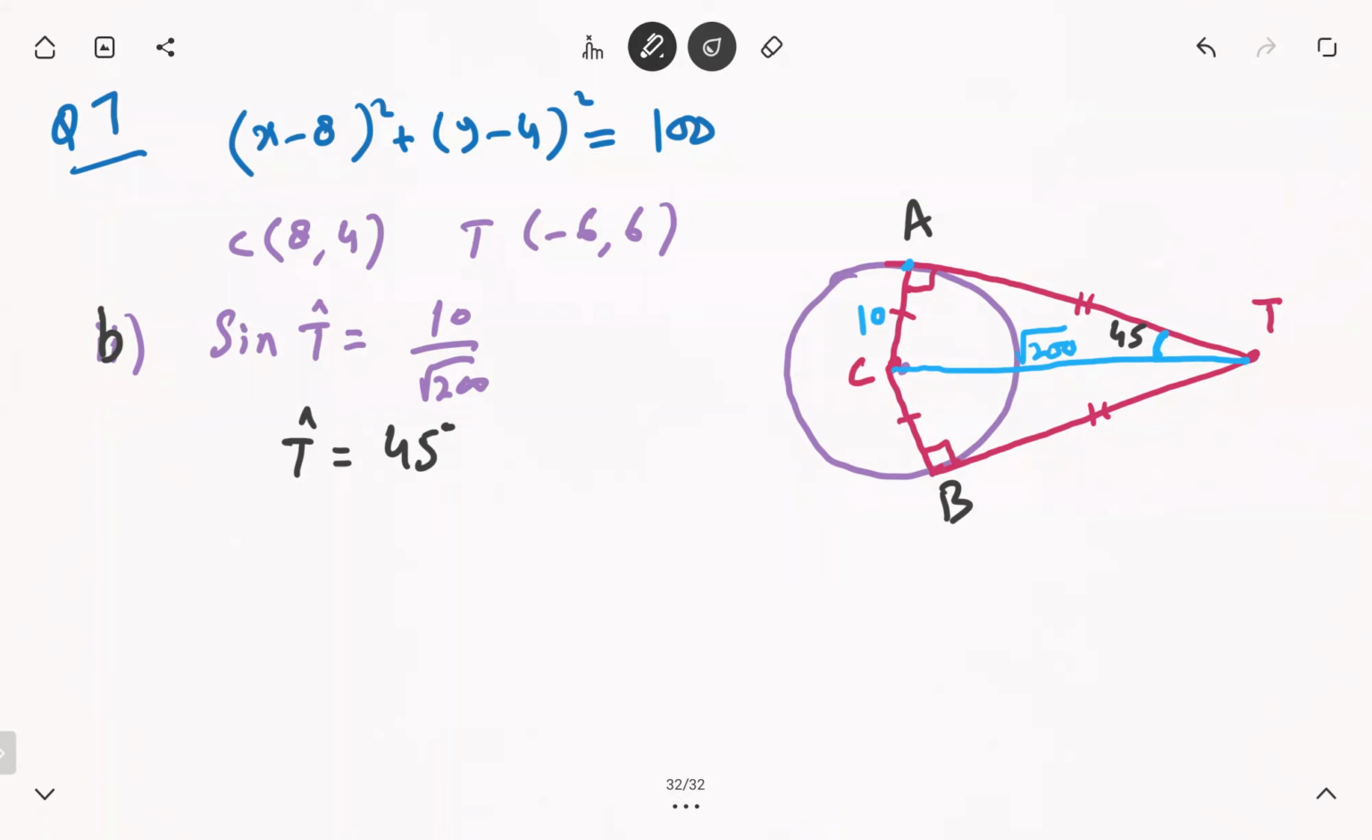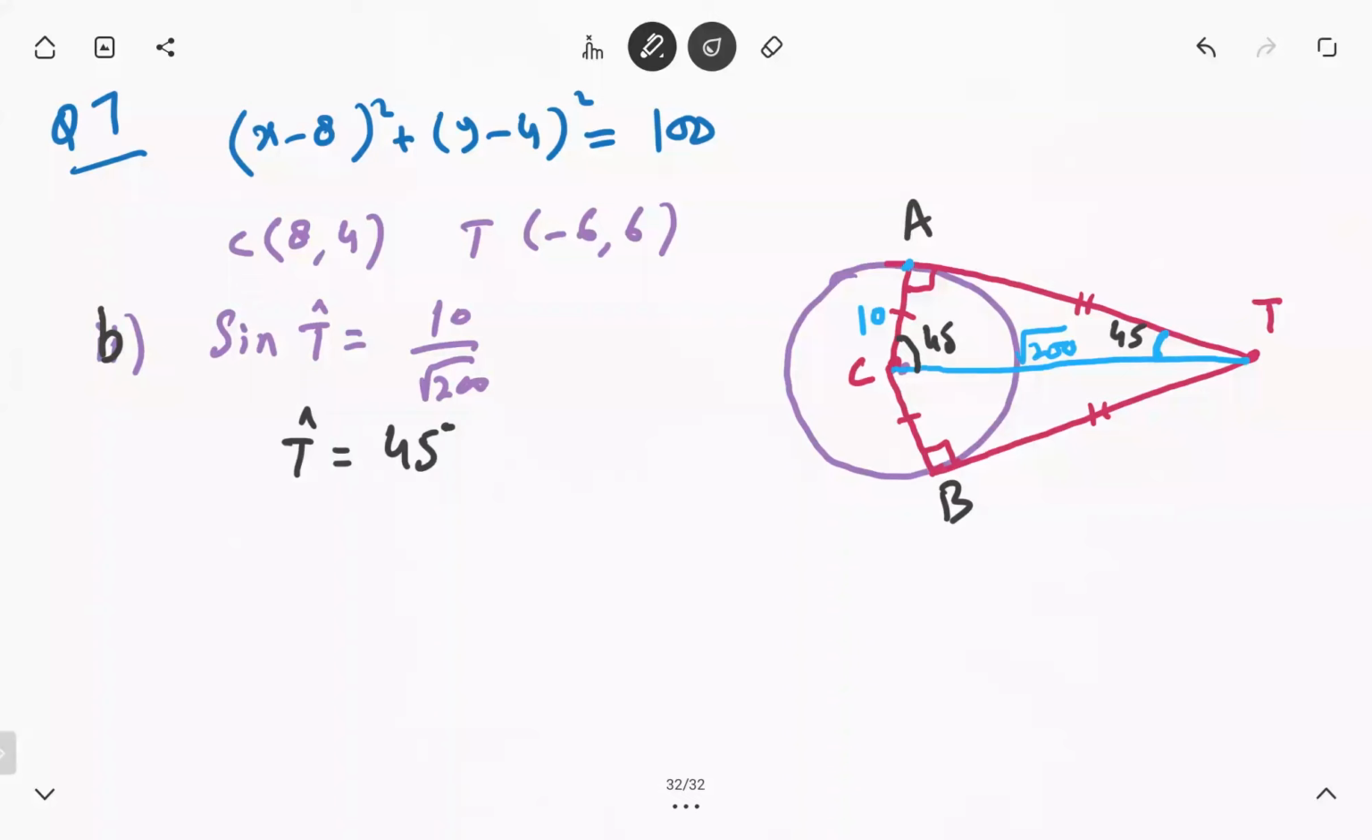Yes, Ryan, you are right. Because once you have found the angle 45 degrees, there is already one angle of 90. So what would be the third angle? That will also be 45. So since 45 is formed, CAT is an isosceles triangle.